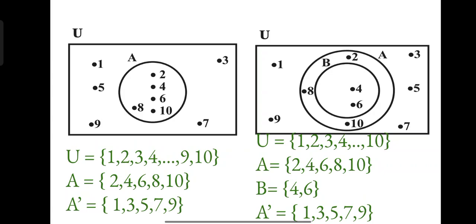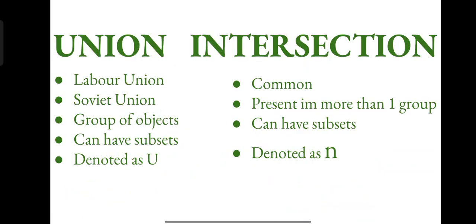Okay, but what is B complement? In B complement we are subtracting only 4 and 6, and all the other elements come in B complement, which are in A as well as in U, except 4 and 6. Then we are going to understand the terms union and intersection.